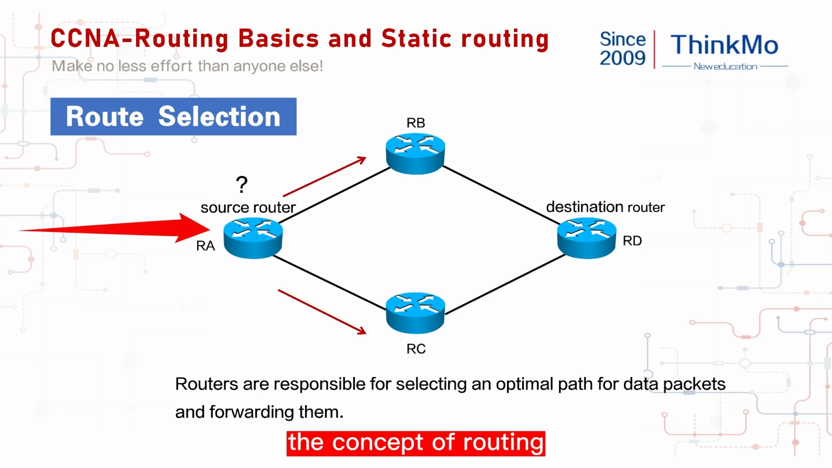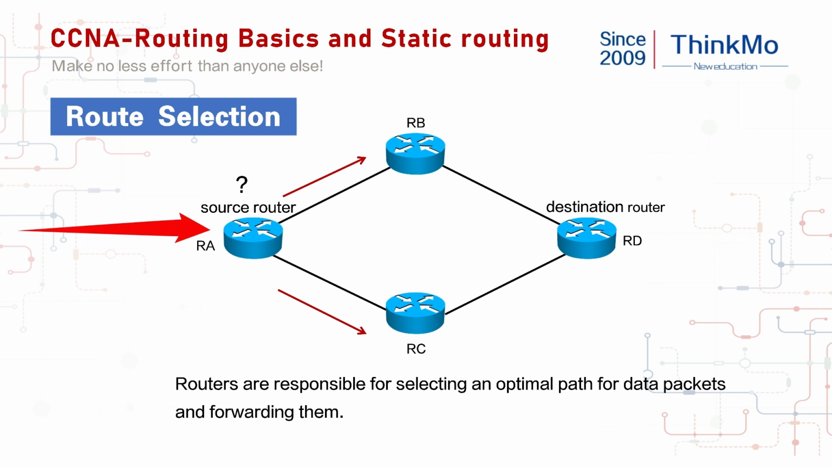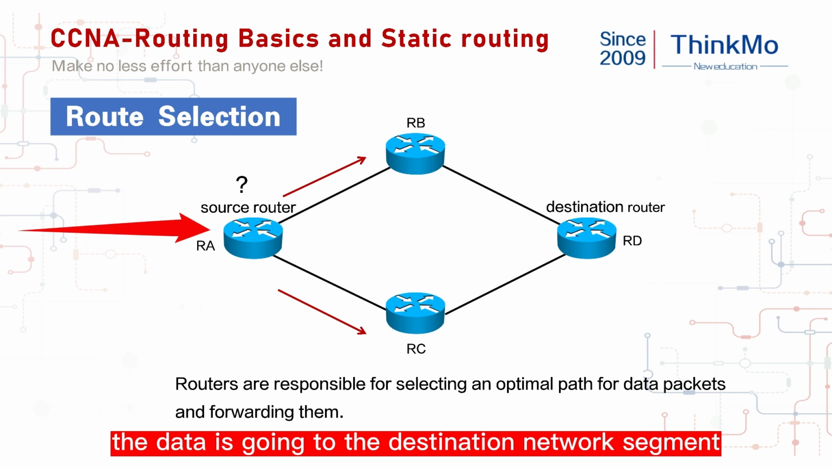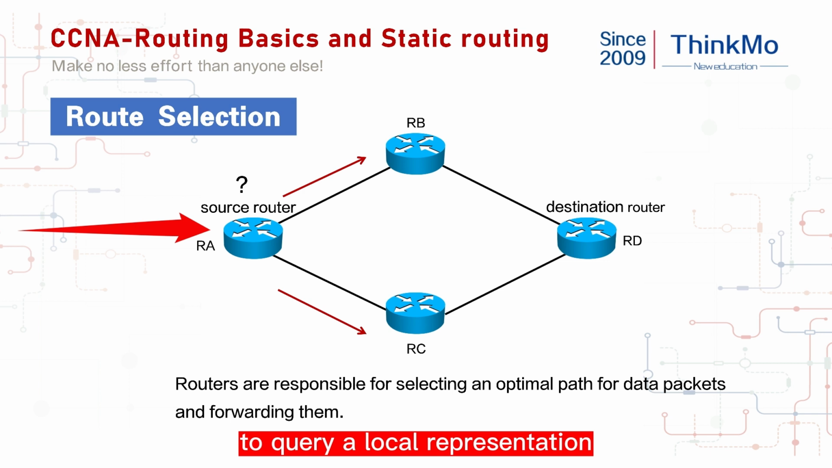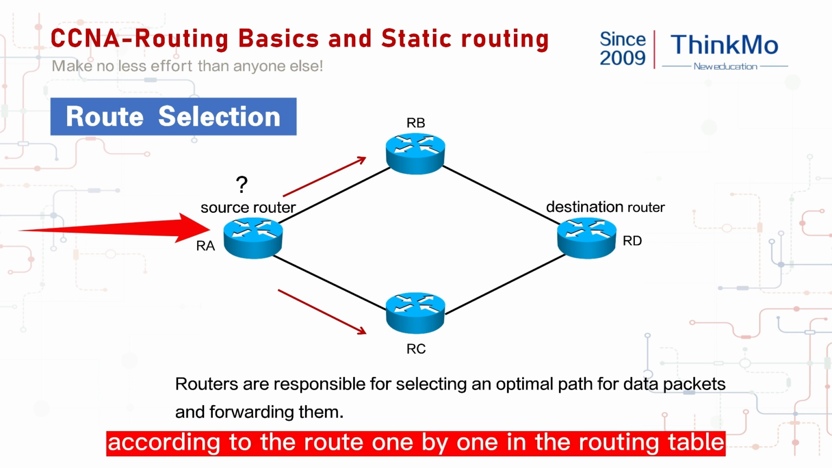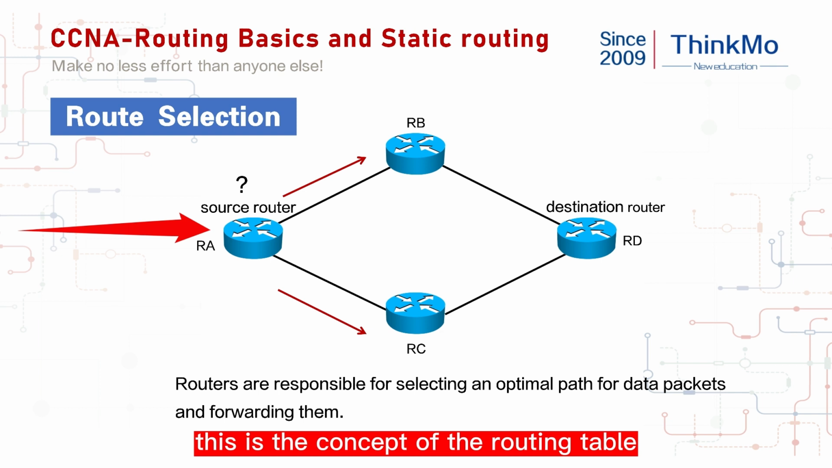The concept of routing. So if there will be multiple devices in the future, the data is going to the destination network segment. After passing through other routers along the way, the data is sent. It will query a local representation on this router, the routing table. According to the routes one by one in the routing table, it directly forwards data. This is the concept of the routing table.